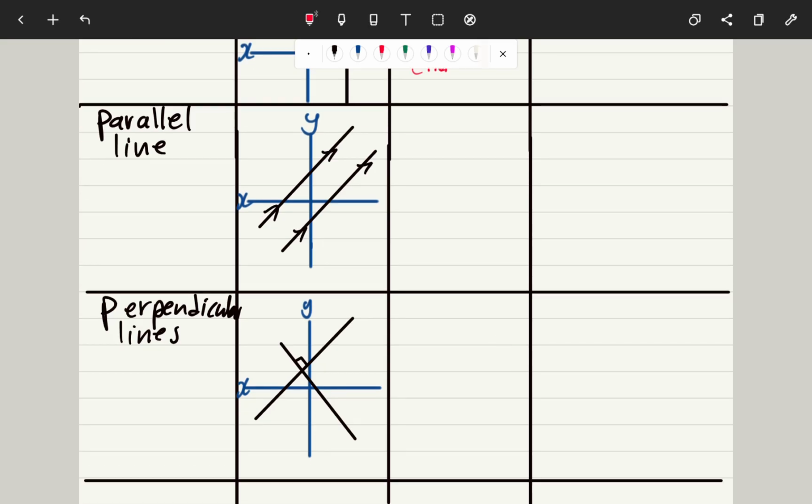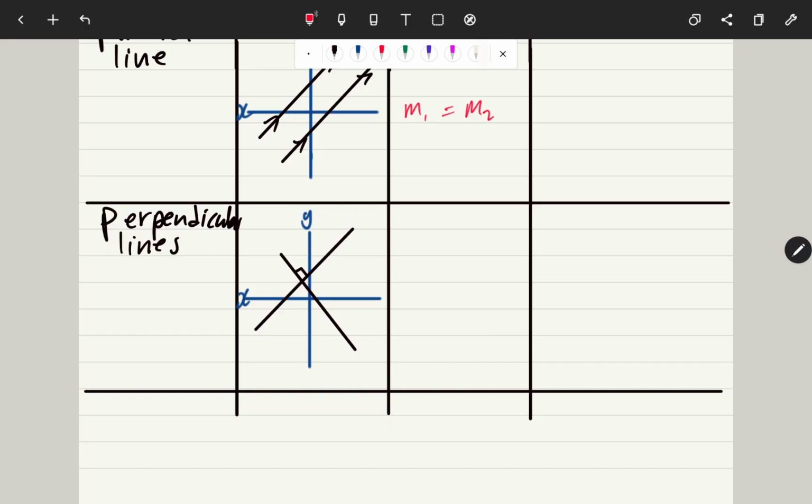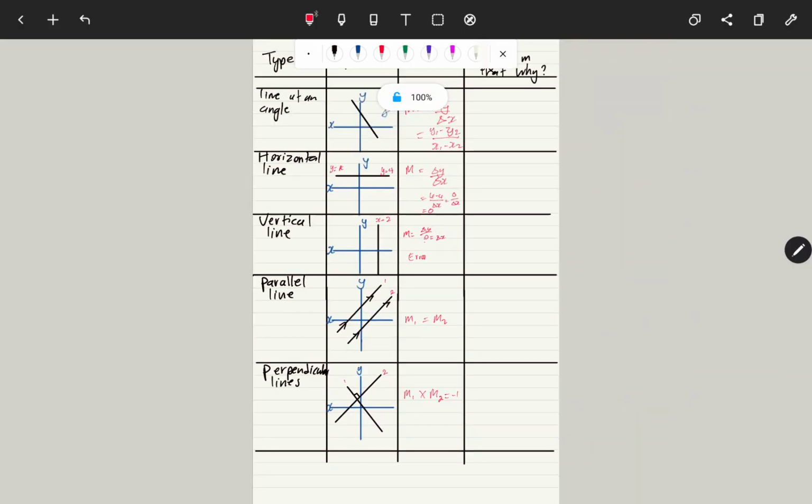Okay, cool. So as for parallel lines, if you have any two lines that are parallel to each other, the gradient has to be the same. So if this is line 1 and this is line 2, I know m1 is equal to m2. And for perpendicular, say this is line 1, this is line 2. In this case, I know the product of my gradients must give me -1. So m1 times m2 has to give me -1.